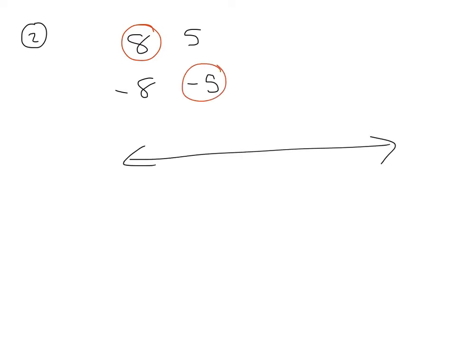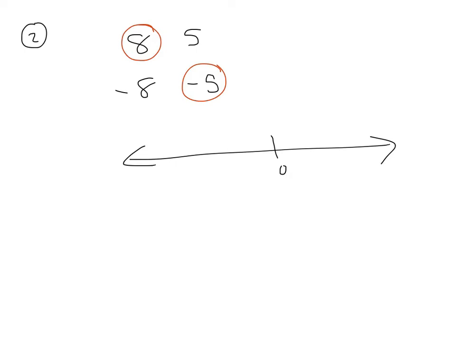Well, obviously 8 is the larger. Okay, how about negative 8 and negative 5 though? Which one's the larger? Well, in this case, it's actually negative 5. Now, why is that? Well, when we talk about a number being larger, if we're talking about two negative numbers, we're talking about which one's closer to 0.